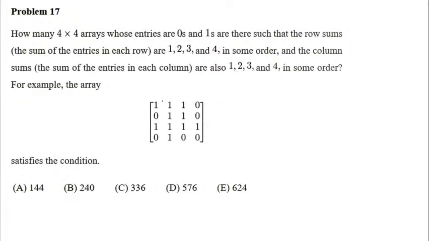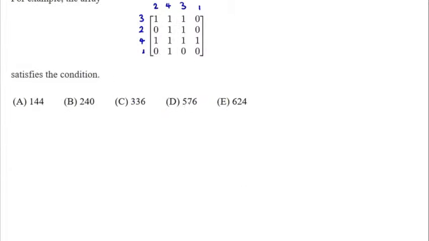For example, the array here, look, all the entries are zeros and ones, and this sum is 2. Let me write the sum of columns. On top of each column, 2, 4, 3, 1, and on the left of each row, the sum of the row, it will be 3, 2, 4, 1, and it will be this. So let's solve this problem.